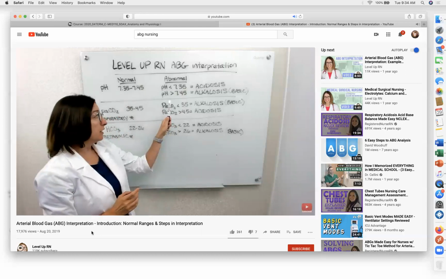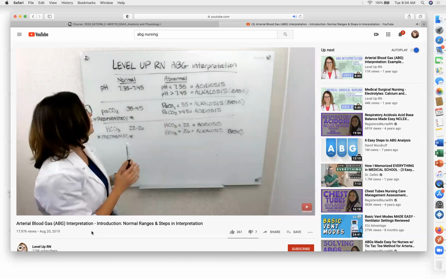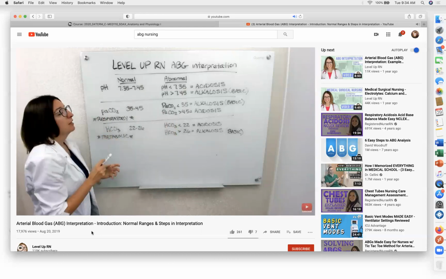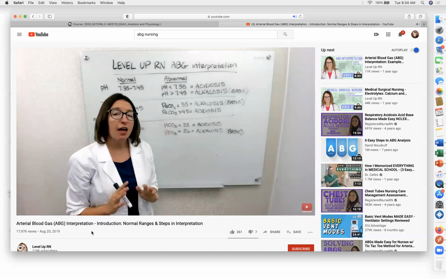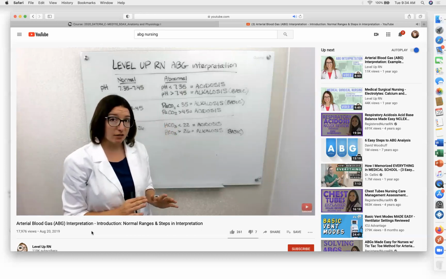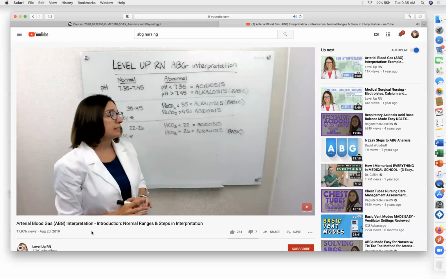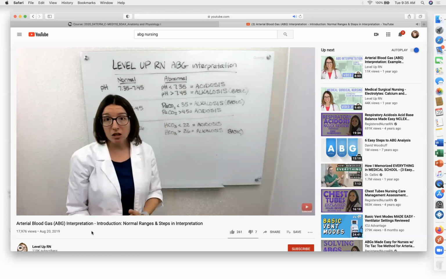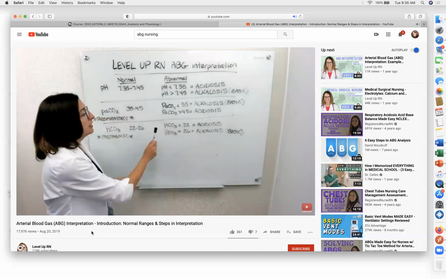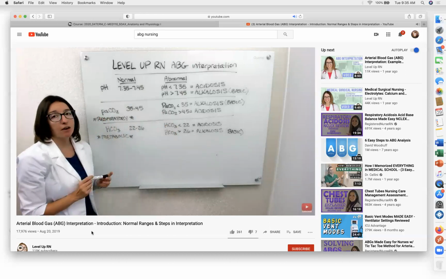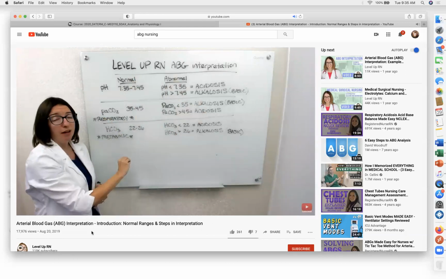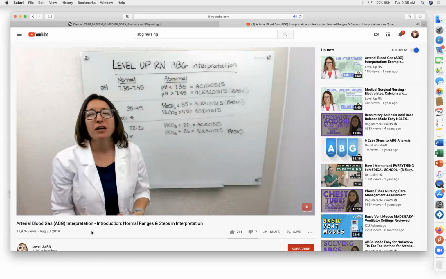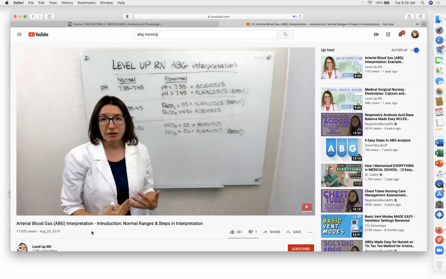And again, when we're talking about PaCO2, think the respiratory system. For HCO3 or bicarb, if it is under 22, that is indicative of acidosis. And if it is over 26, that is indicative of alkalosis. And again, when you see HCO3, I want you to think about the metabolic system. So you have to know this information before you can effectively work on those practice problems and interpret the ABGs.